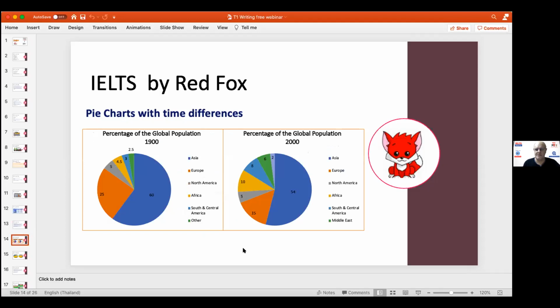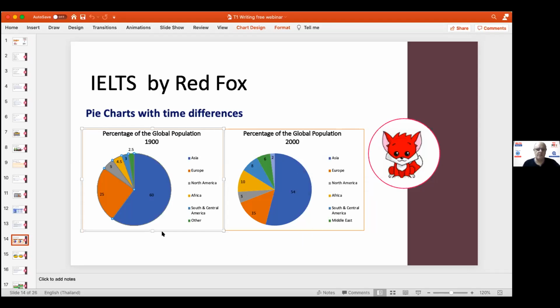Here's one with time differences. So, for example, when we see on this chart 25% for the global population, or that part of the global population within Europe in 1900, 25% is 1/4. So instead of using percent, we can say 1/4 or a quarter. And that's a way of avoiding the repetition of the same words again and again. So this one has a timeline, sort of, only 2 charts.